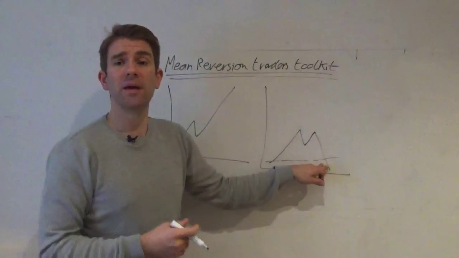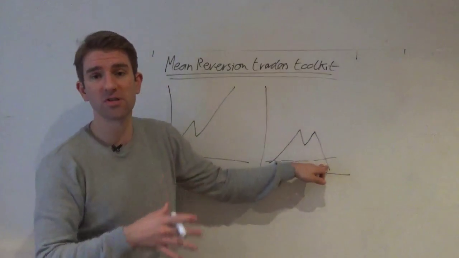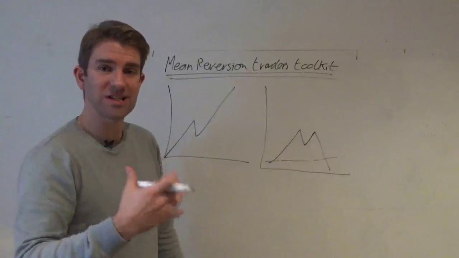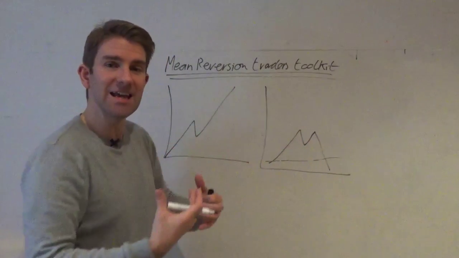And the mean could be a volume weighted average price, it could be a moving average, it could be a support level or resistance level. The point is you're trying to find the area or price level where things just get a little bit too stretched and you're fading the trend.